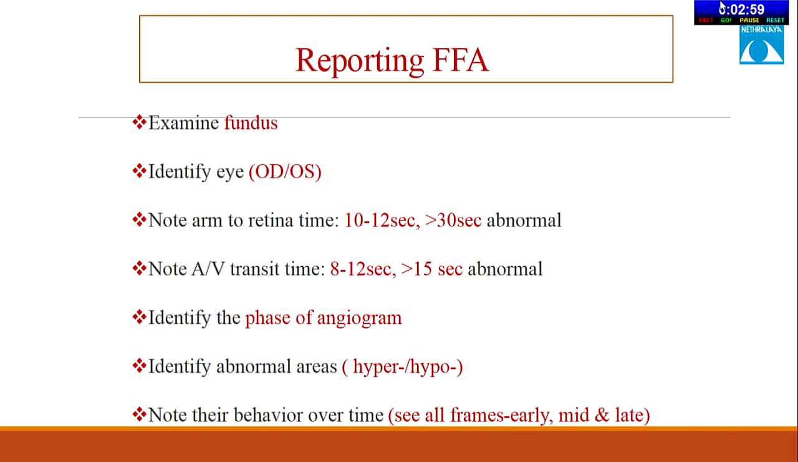and note the arm retinal circulation time, whether there is any delay in that, and note the AV transit time, and identify the phase of the angiogram, and identify the type of abnormality, whether it's hypofluorescence or hyperfluorescence, and we need to go through the early, intermediate, and late stages of the angiogram to know the type of abnormality.